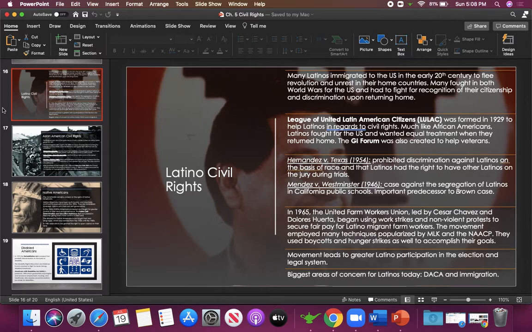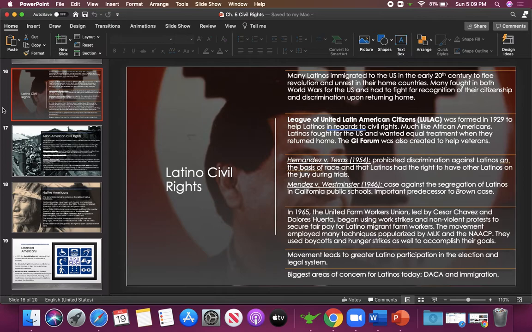Many Latinos, though, immigrate to the United States early in the 20th century because there's a lot of instability in Central and South America, much of it the fault of the United States. And so because of the violent uprisings in Latin America, many people flee to the United States. Many Latinos volunteer to fight in World War I and World War II. And back then, you could get citizenship through fighting for the military. Today, it's not guaranteed anymore. It's still a possibility, but it's not guaranteed.